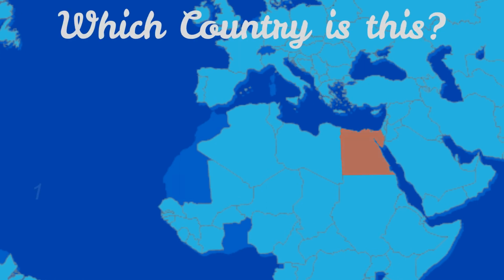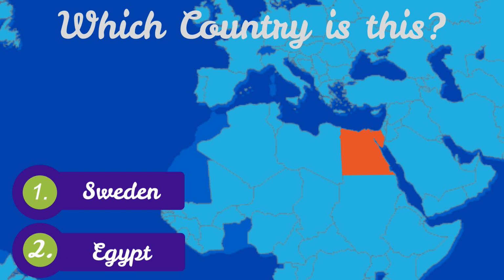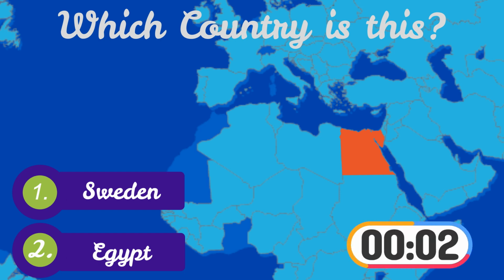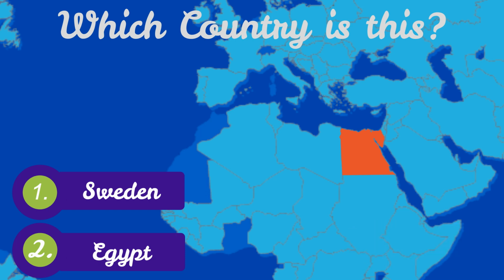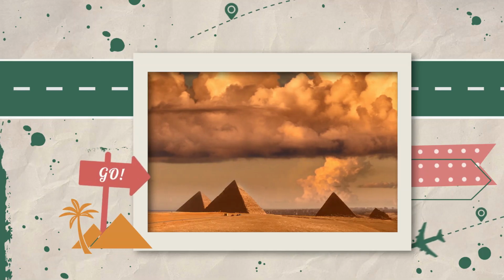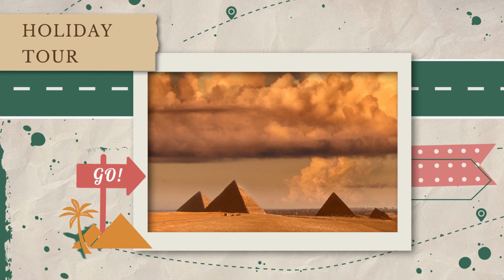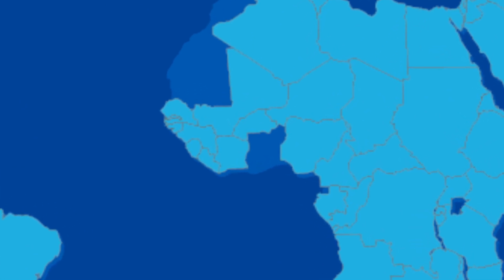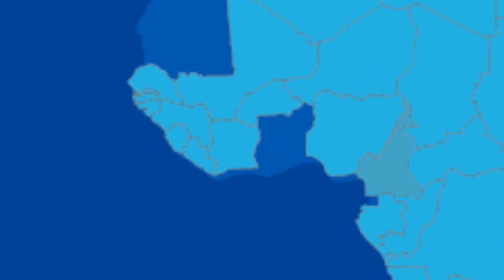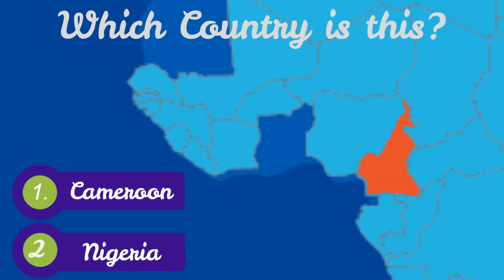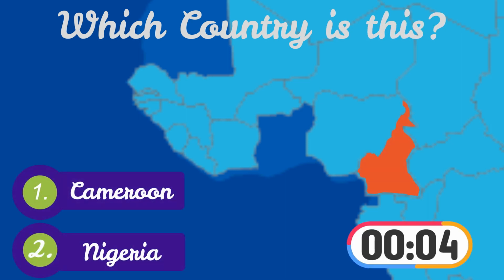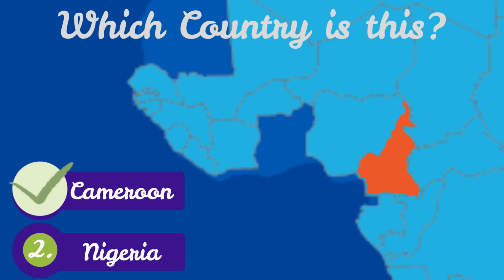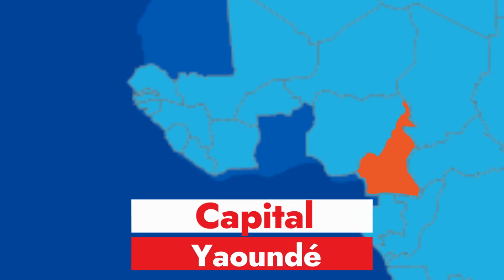Which country is this? Sweden or Egypt? This is Egypt. Cairo is the capital of Egypt. Which country is this? Cameroon or Nigeria? This is Cameroon. Yaoundé is the capital of Cameroon.